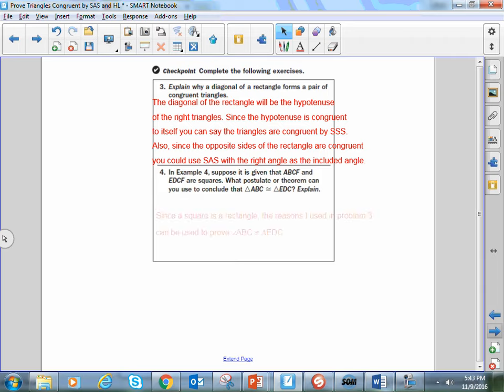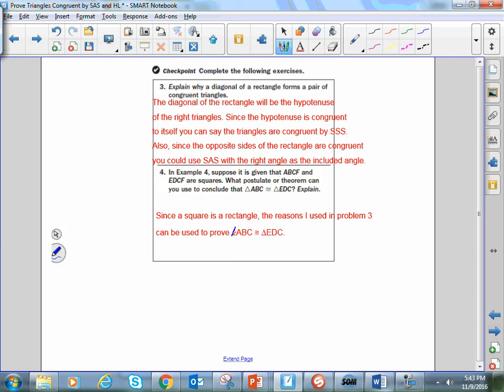And last but not least, in example 4, what would happen if the quadrilateral that we had were squares instead of rectangles? Essentially a square is a rectangle. So the same reason that I used to explain my answer in 3 is the same reason why I can prove those triangles are congruent to each other. And obviously this should be triangle ABC, not angle ABC.